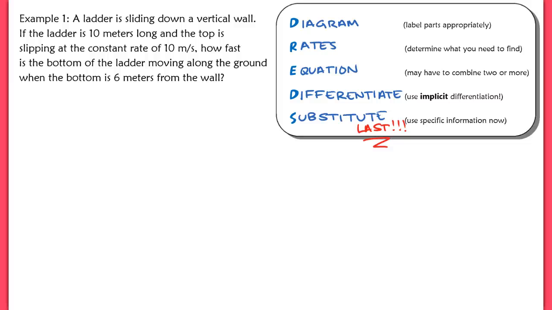Because a lot of times when students make mistakes, it's because they've substituted quantities into the equation way too early. So make sure it's the last thing that you're going to do here. Okay? All right, so let's get started on this problem with drawing our diagram.